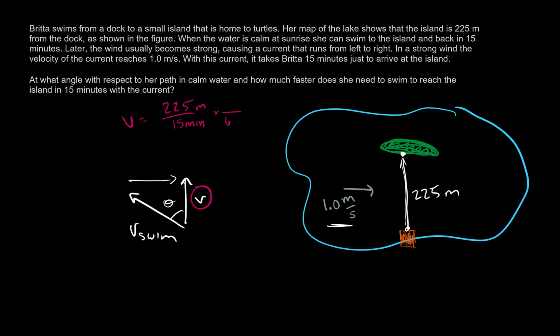So we know there's 60 seconds in 1 minute. So we get a velocity of 0.25 meters per second that she needs to swim at directly towards the island in order to get there in 15 minutes. But we know that that's not the actual velocity of her swim because she needs to swim kind of like into the current in order for her overall net displacement to go straight towards the island. So the question is, we want to find basically the magnitude and direction of her swim into the current, the 1 meter per second current, because the sum of those two is going to equal that resultant v vector of 0.25 meters per second.